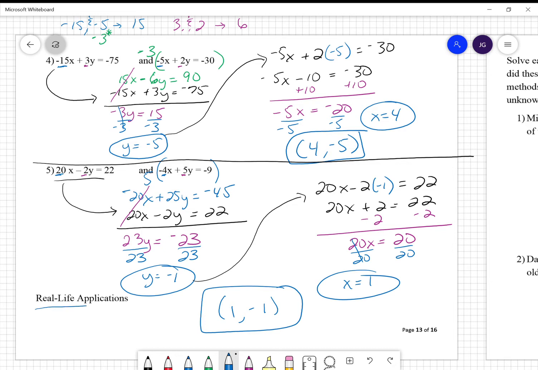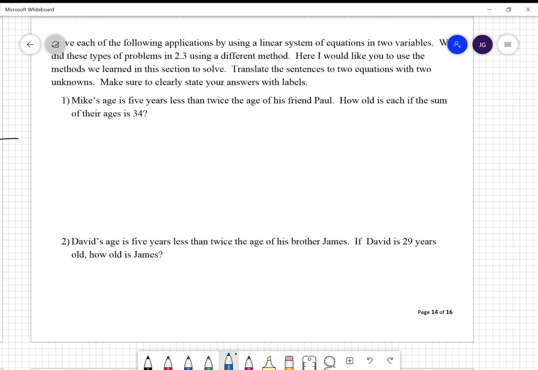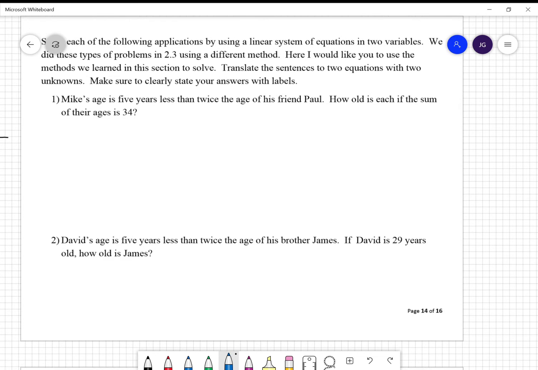Okay, now we're going to look at some real-life applications of systems of equations. Solve each of the following by using a linear system of equations. We did these types of problems in 2.3 using a different method. Here I would like you to use the methods we just learned. Some of you will learn that you like one method over the other, and that's fine, but for now I want you to use solving by a system. That's one of the reasons we learn different ways, because you'll prefer one way over the other. Everyone will not be the same.